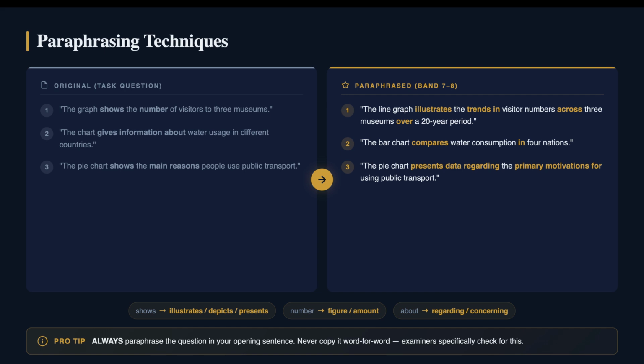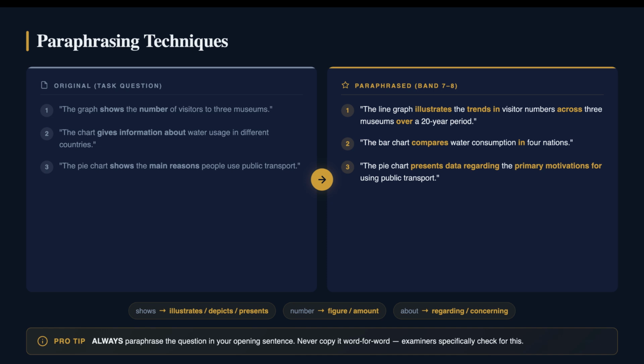Right, last but not least, number 3, the pie chart shows the main reason people use public transport. Then we paraphrase it to the pie chart presents data regarding the primary motivations for using public transport. The word shows is being replaced by presents, right? Main reason is being replaced by primary motivation.